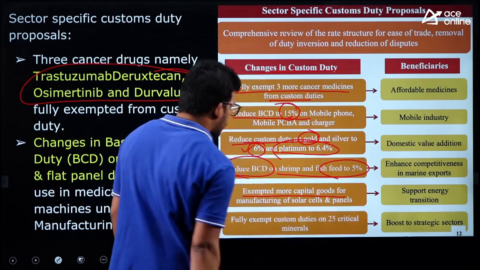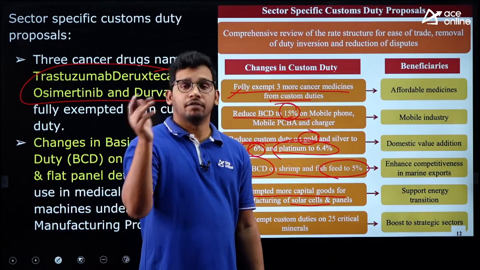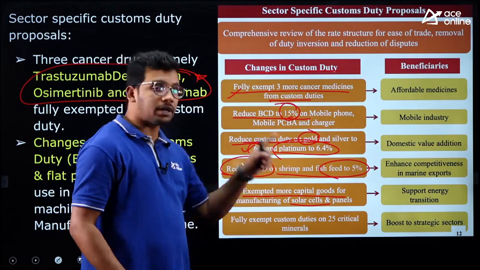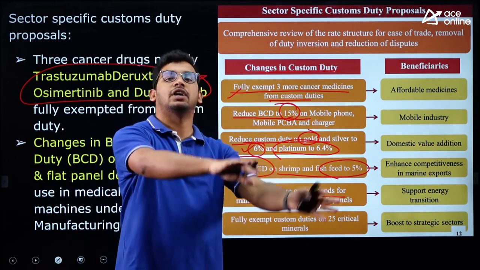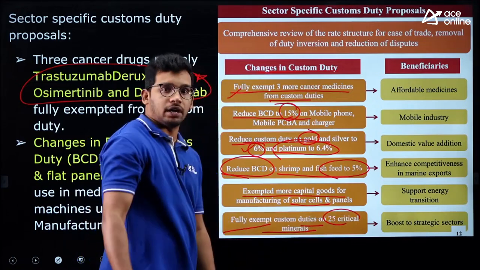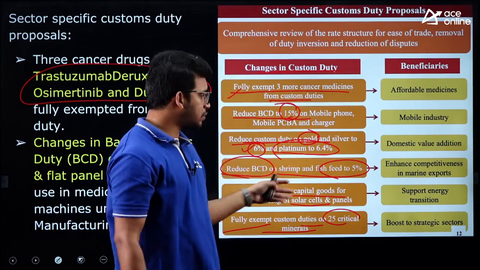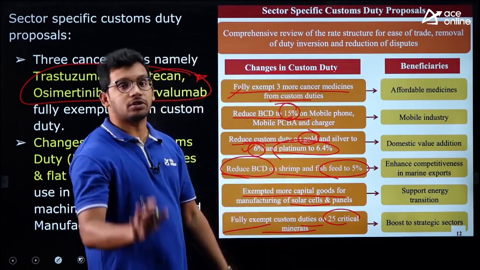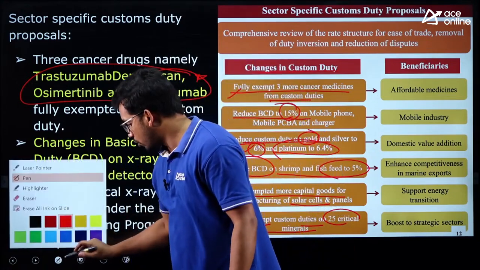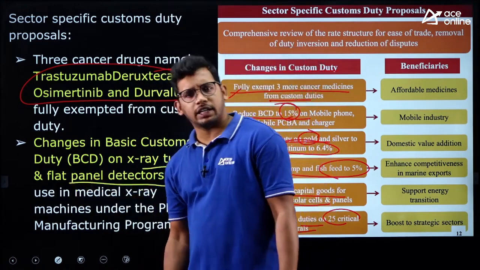Now exempted more capital goods for manufacturing of solar cells and panels. So whatever inputs are required for solar panels and all that we are importing, there is a lot of custom duty on it. Now they have exempted it, right, for capital goods. That means those goods which can be used in producing other goods. Fully exempt custom duties on 25 critical minerals. There are custom duties on a lot of critical minerals, but now they are required for our economy. That is why they have fully exempted. All these exemptions are very important in your exam. Custom duties, you have to remember what taxation policies government has brought, right. Next one, X-ray tubes, flat panel detectors of X-rays.